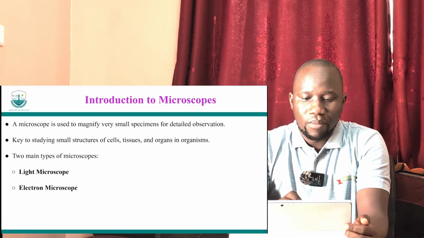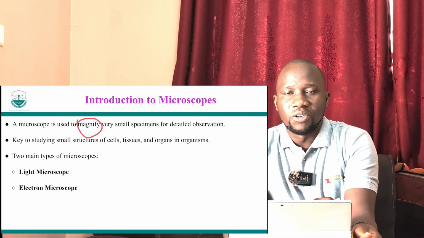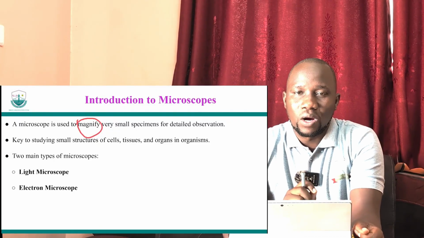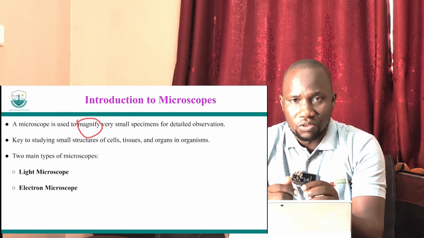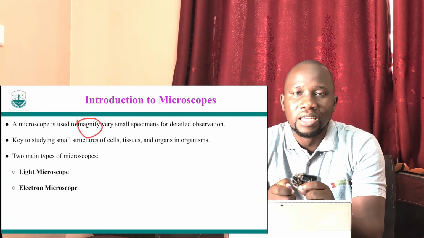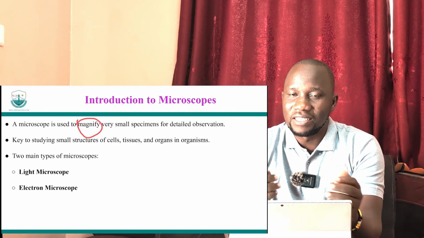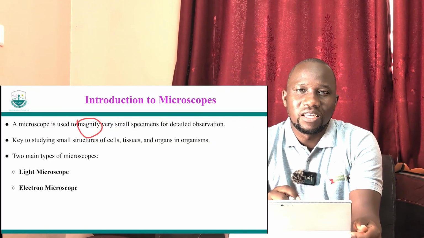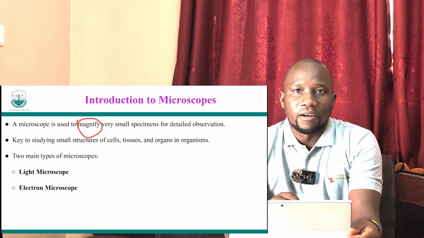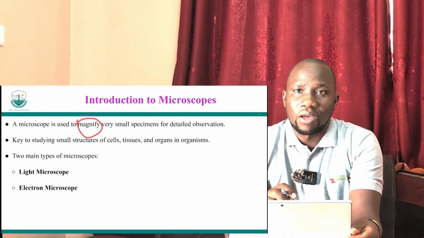The microscope is used to magnify very small specimens, such that we can look at these specimens in details. So remember, magnification is when we have a small specimen, but when we are using a microscope, we can be able to see it as big and see the details of that specimen. So that means that we can use the microscope to see things that we can't see with our naked eye. So we can see cells, we can see tissues, we can also look at organs in details.